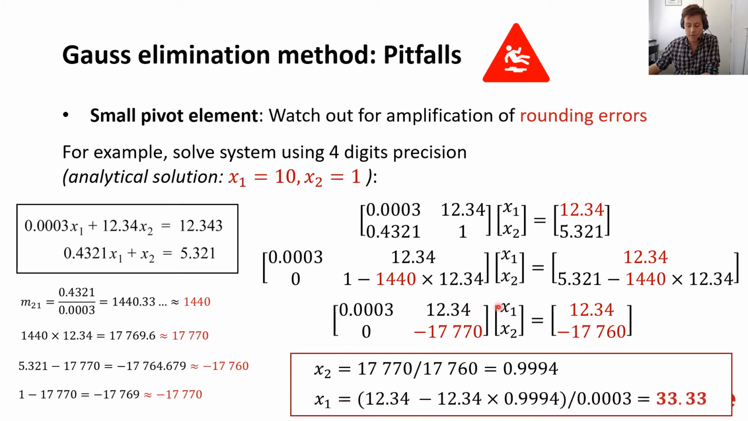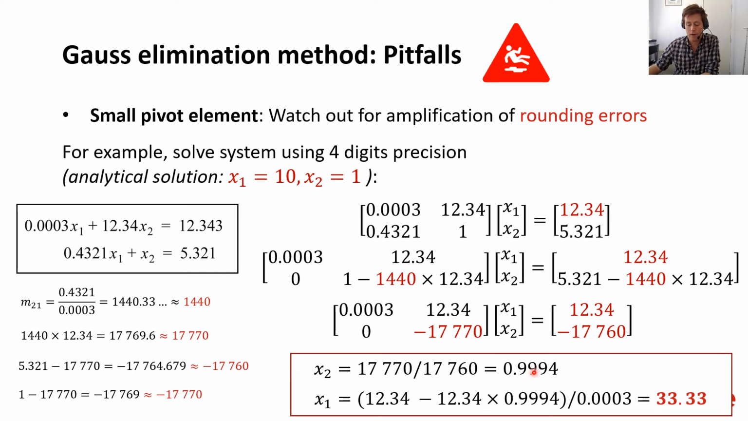So in the first equation, well, we perform the back substitution, so we get 12.34 minus 12.34 times x2 divided by the pivot element. And this turns out to be 33.33. We see that clearly something must have gone wrong. This is very far from what we actually have in this analytical solution. And this is because we have severely polluted our numerical solution with these rounding errors.